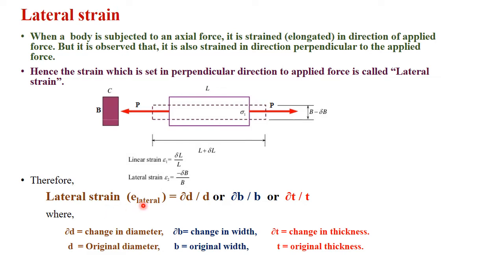So the lateral strain is equal to delta D upon D, or delta B upon B, or delta T upon T, where delta D and D are the change in diameter and original diameter, delta B and B are the change in width and original width, and delta T and T are the change in thickness and original thickness.